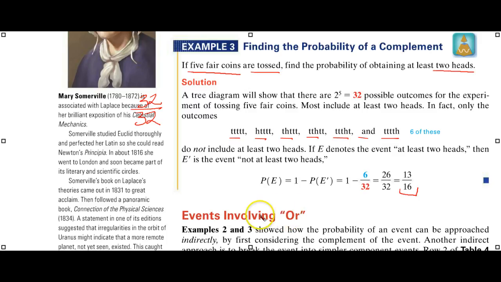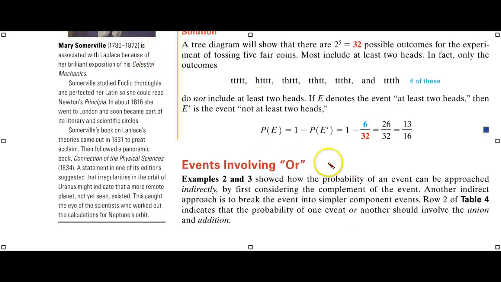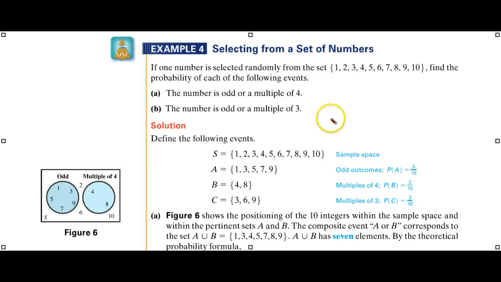All right, we're going to look at events involving or now. In defining or, we're going to look at another approach indirectly, where we can consider the complements of an event. We had done that. Now we're going to use an indirect approach where we say there's one event, or, which would indicate the union of another event. That is, we're going to add. So let's take a look at an example. We'll take this in parts.